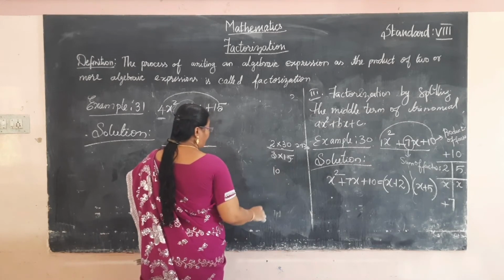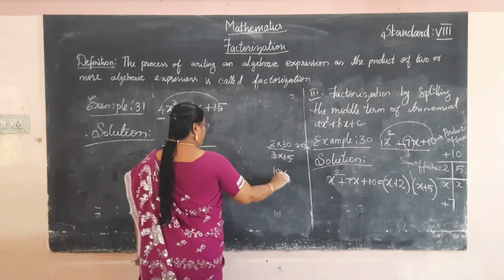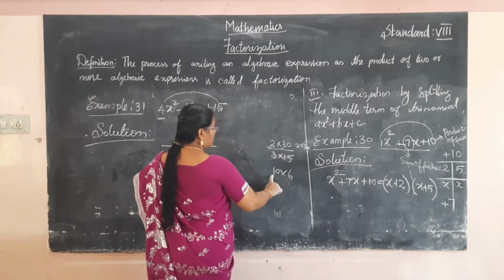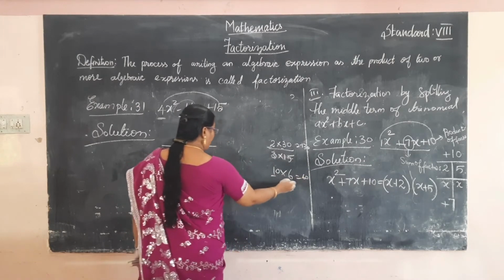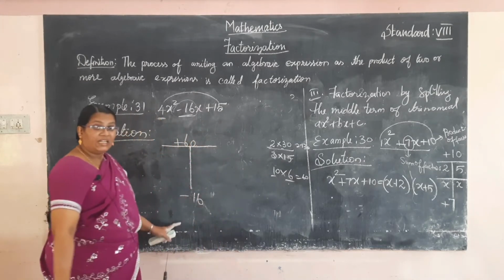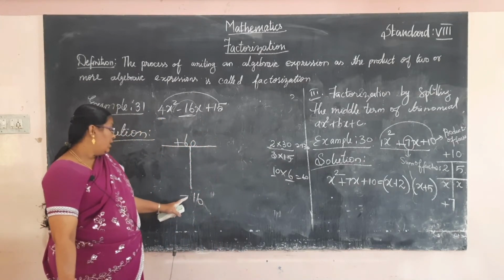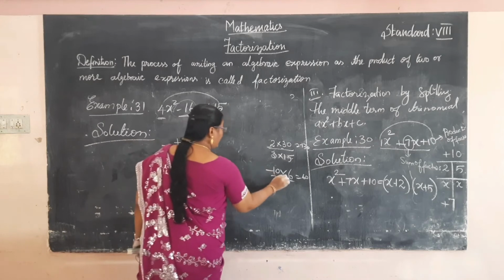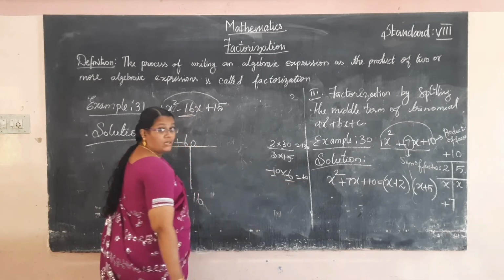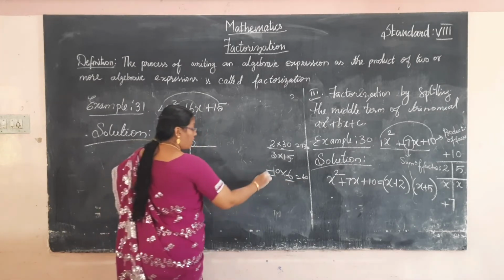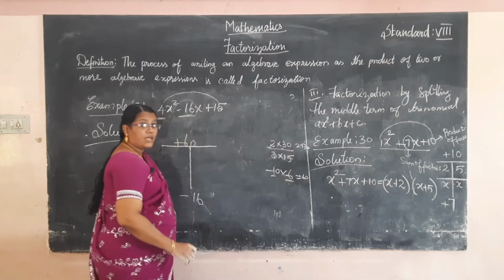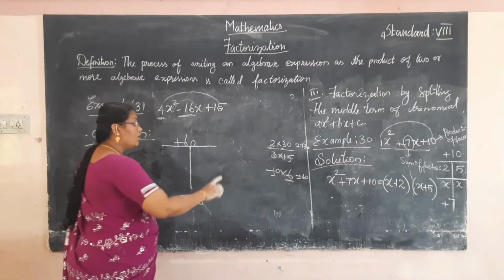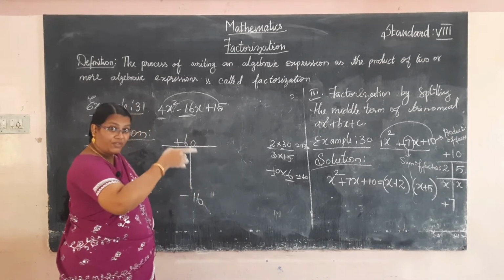10 times 6 is 60. Okay, the positive value, but the sum of the values we need is negative. Since the product of two negative values is positive, minus into minus is plus. Minus 10 times minus 6 are 60. So this satisfies the product of the factors.